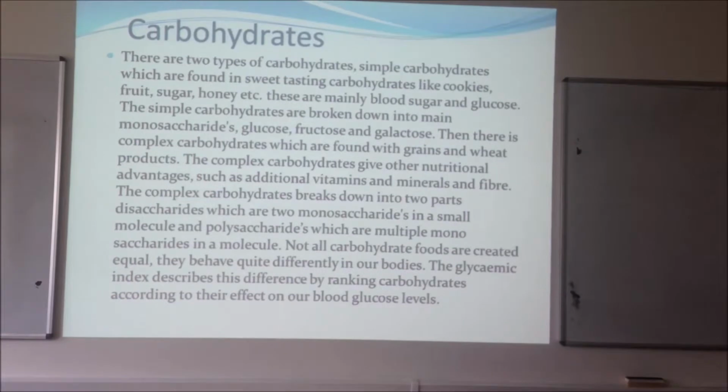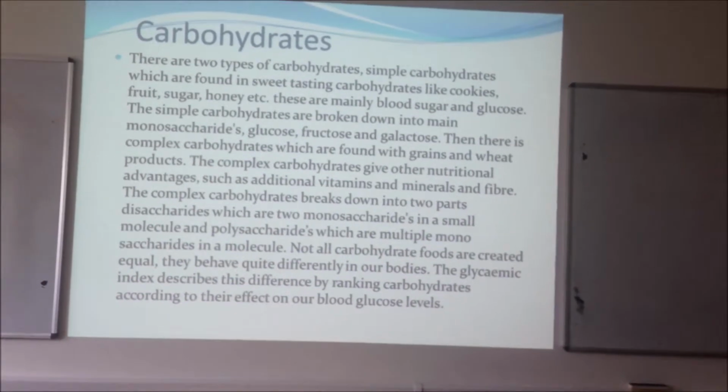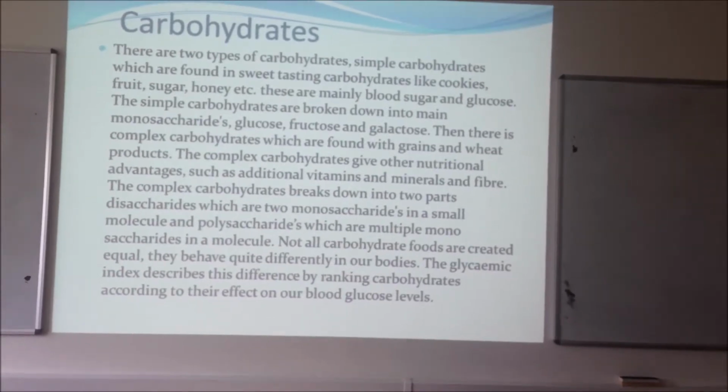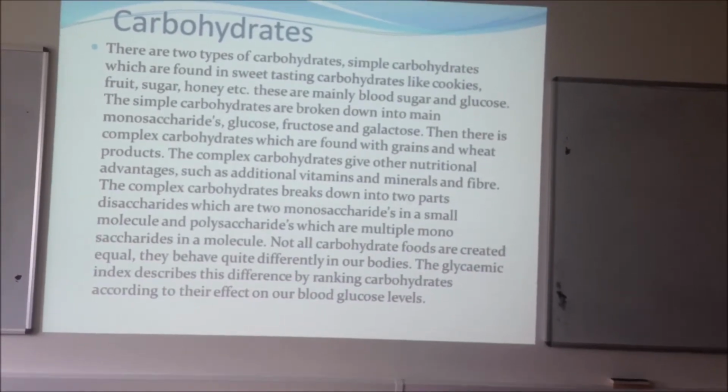Not all carbohydrate foods are created equal. They behave quite differently in our bodies. The glycemic index describes this difference by ranking carbohydrates according to their effect on our blood glucose levels.